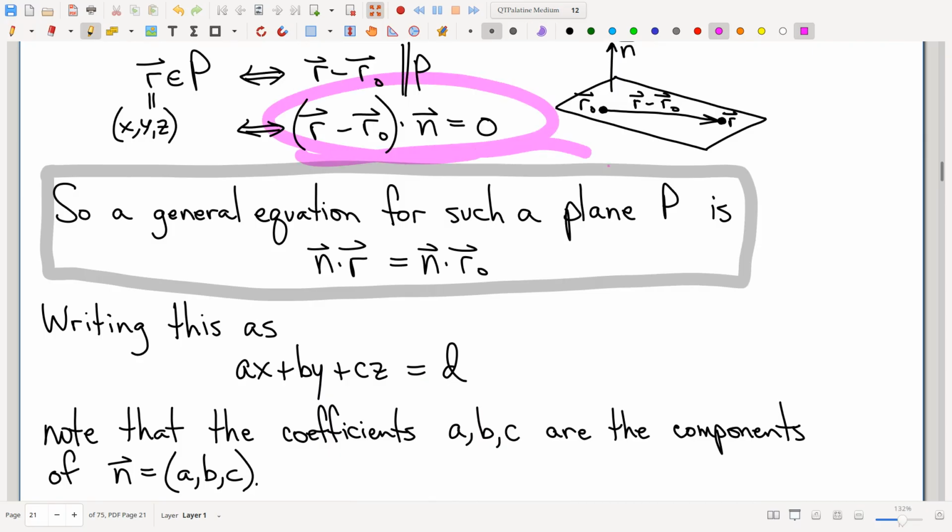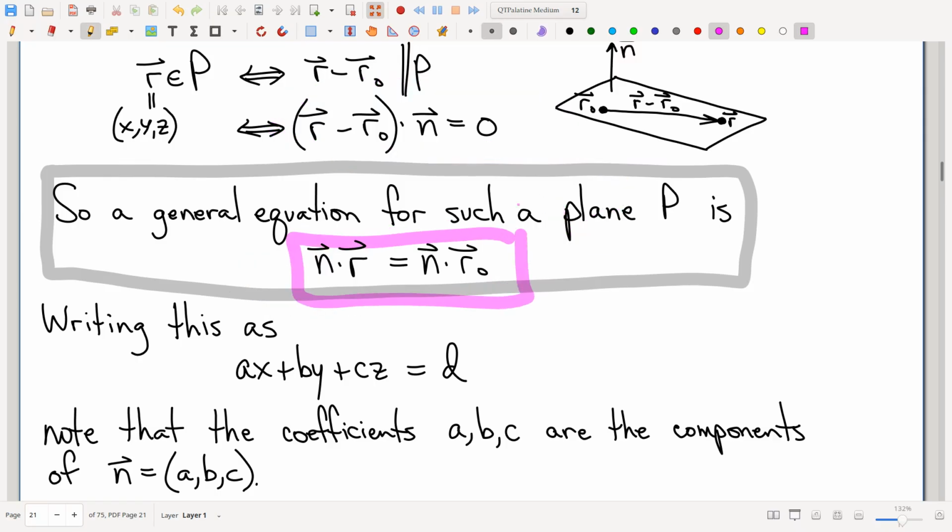A little bit of algebra, by the way. I think y'all can do it: you multiply, you move things around. This, I think, is a little bit easier format to remember the equation. This is my personal favorite form of the equation of a plane.